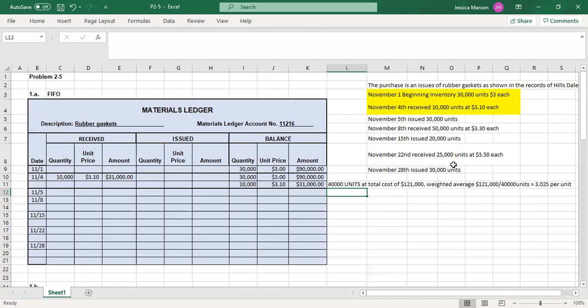Okay, the next one, November the 5th, issued 30,000 units. So on November the 5th, we issue 30,000 units. They're all going to come from here, right? That was our beginning inventory. We're issuing 30,000 units, first in, first out. So the units we had first are going to be the first that we use, right? So now we issue 30,000 units that cost us $3 each.